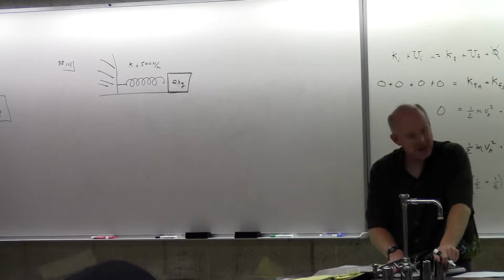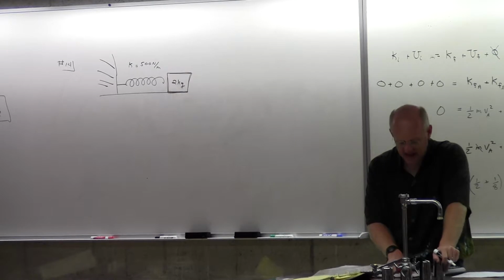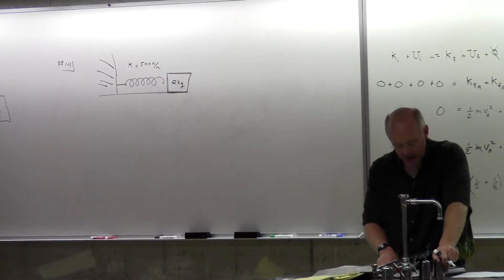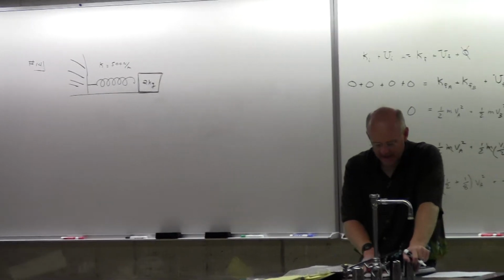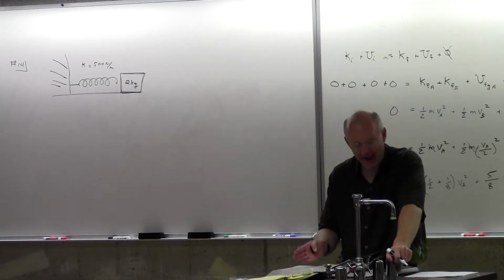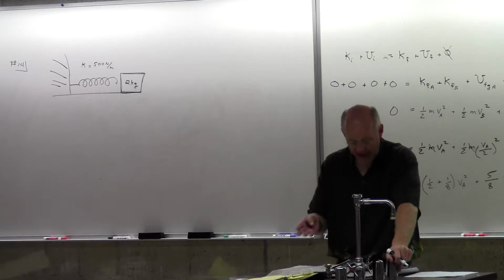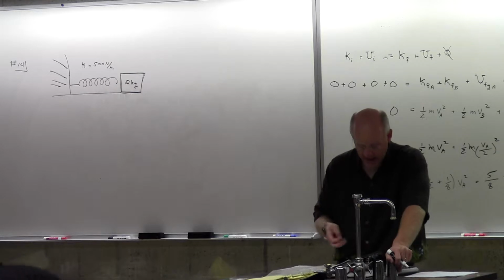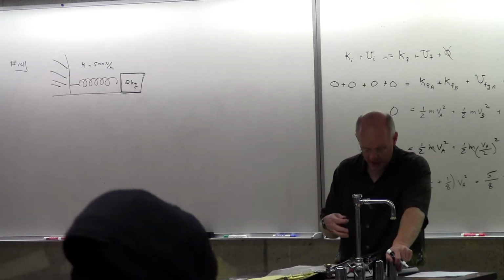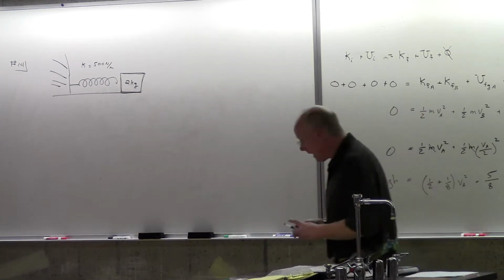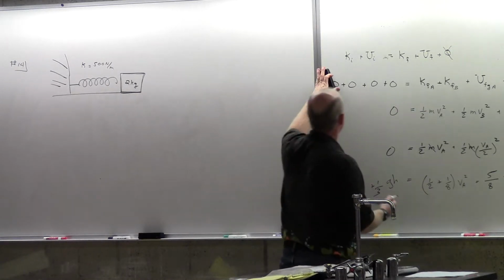The block is then pulled 5 centimeters to the right of equilibrium and released from rest. Find the speed of the block as it passes back through equilibrium if A, the horizontal surface is frictionless, and then B, if the coefficient of kinetic friction is 0.35. So A is without friction, B is with friction.